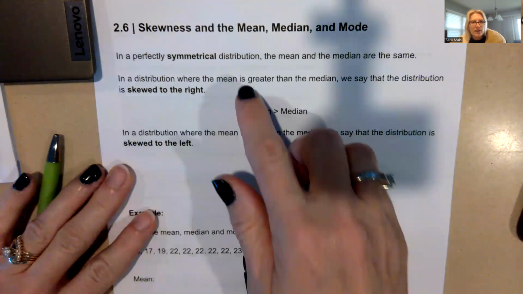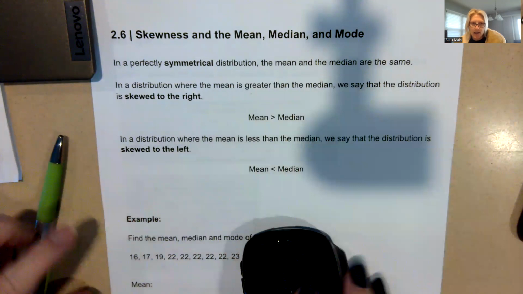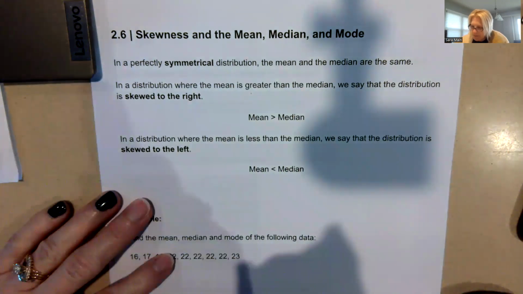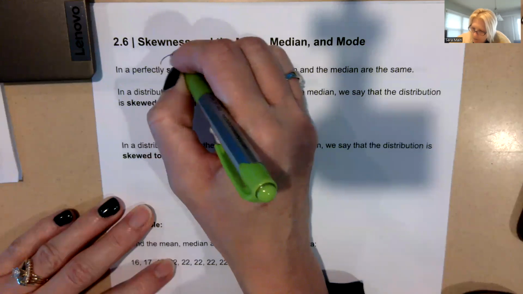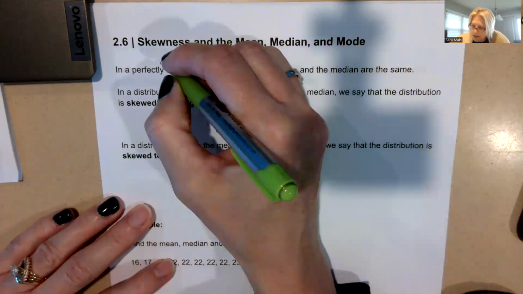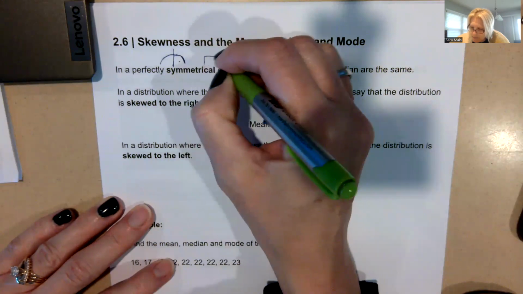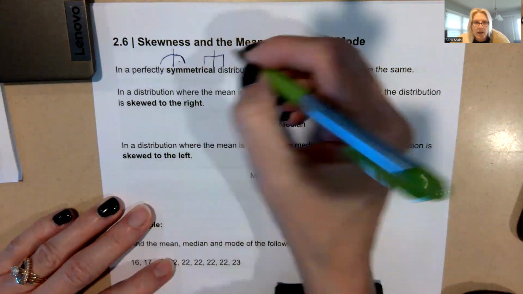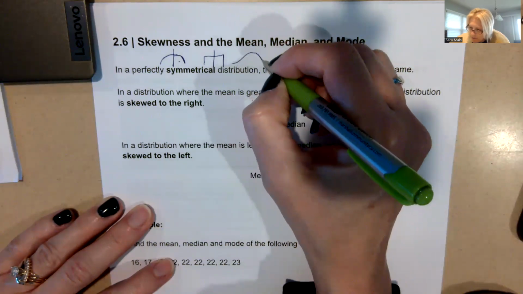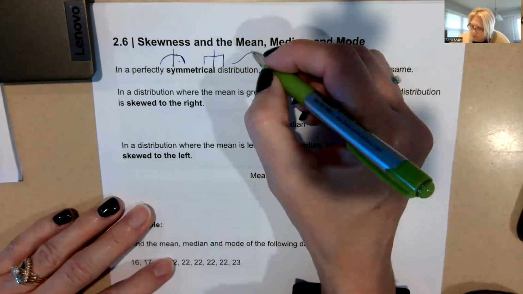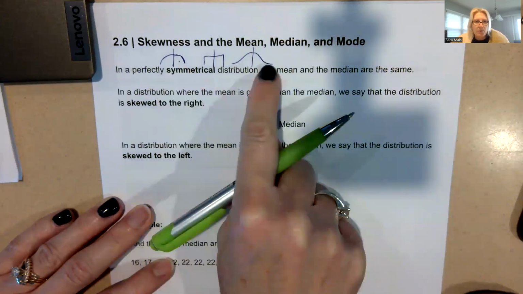So it says in a perfectly symmetrical distribution, the mean and the median are the same or approximately the same. And when we say symmetrical, we mean either, this is not what our data looks like, but something like this, where the left looks symmetrical to the right. Something like this, where again, the left looks symmetrical to the right. This is the curve that we're really looking for, where the left looks symmetrical to the right. But symmetrical, this is what we mean.